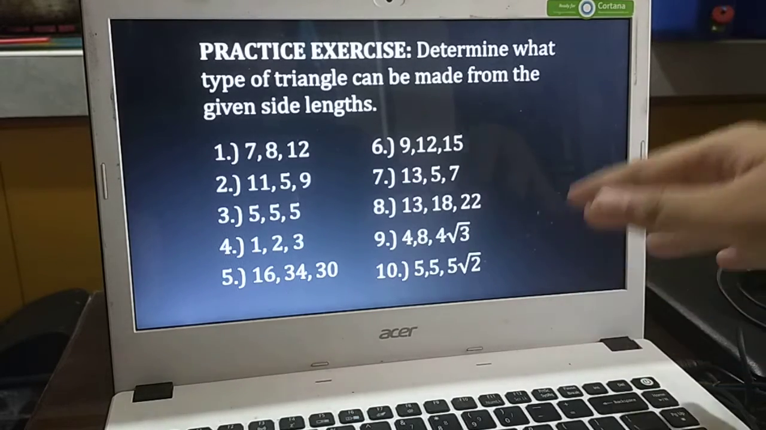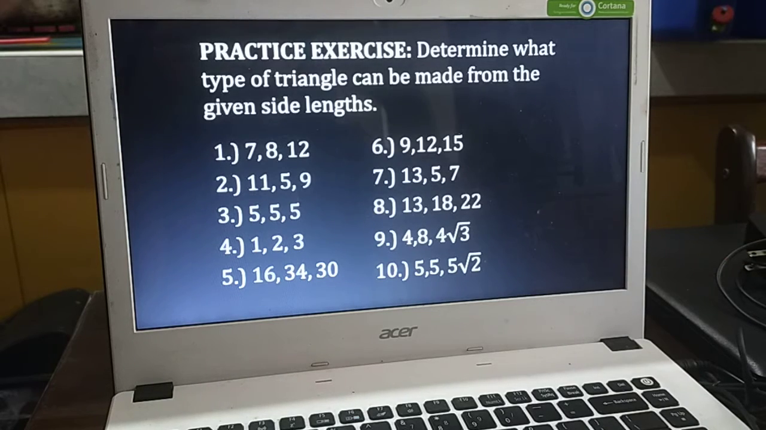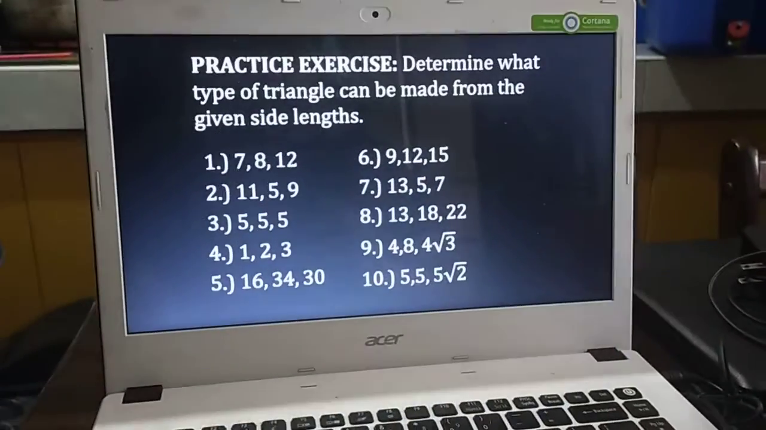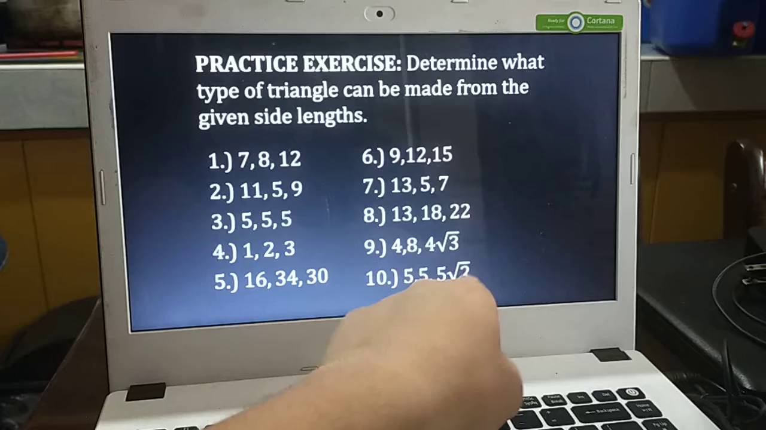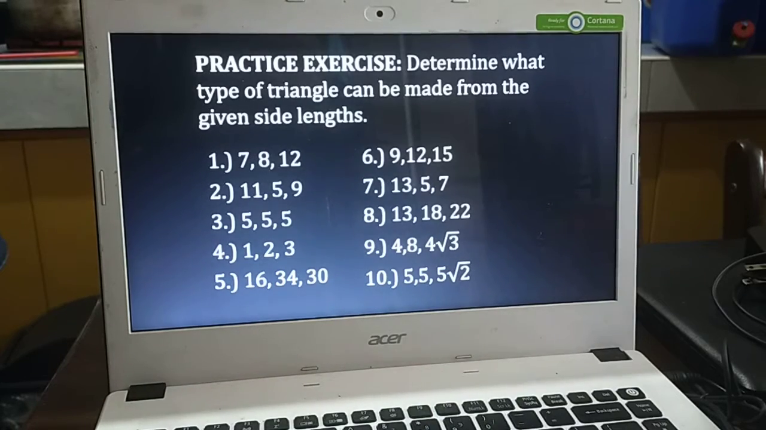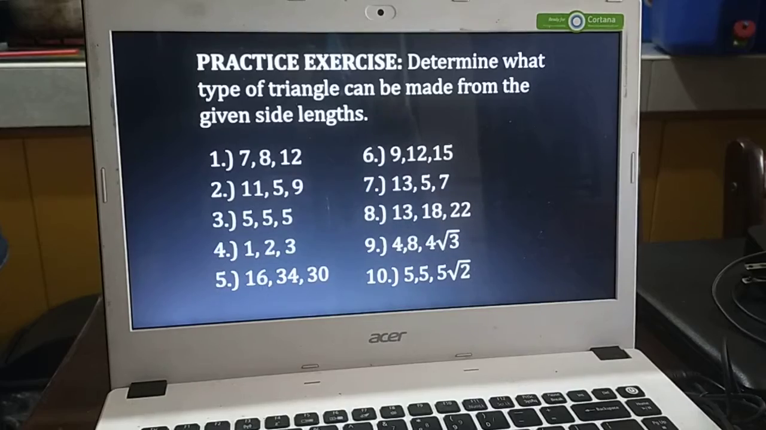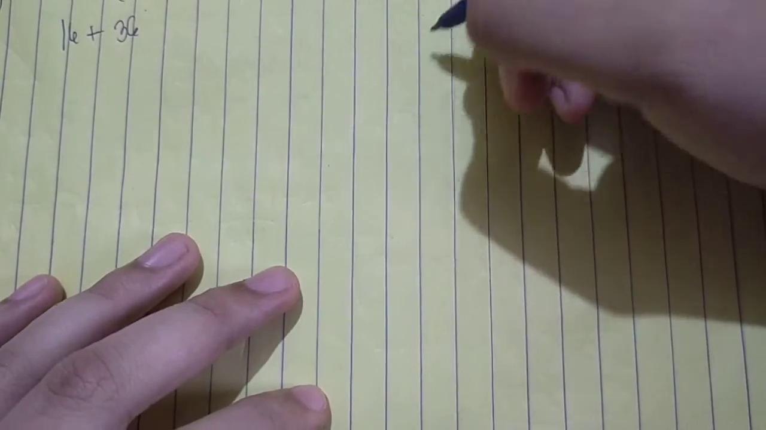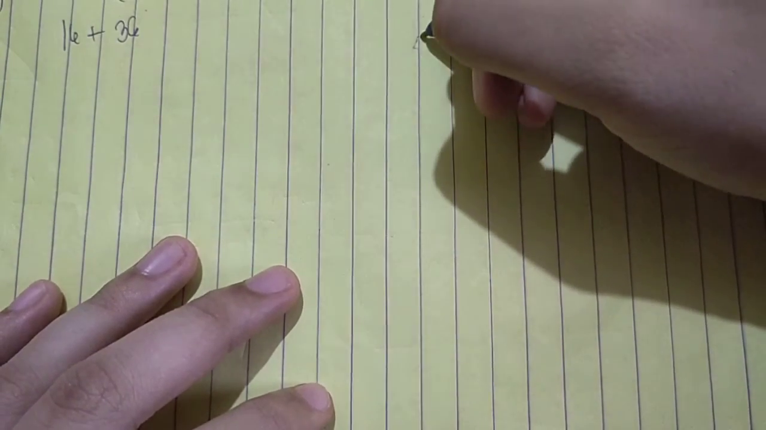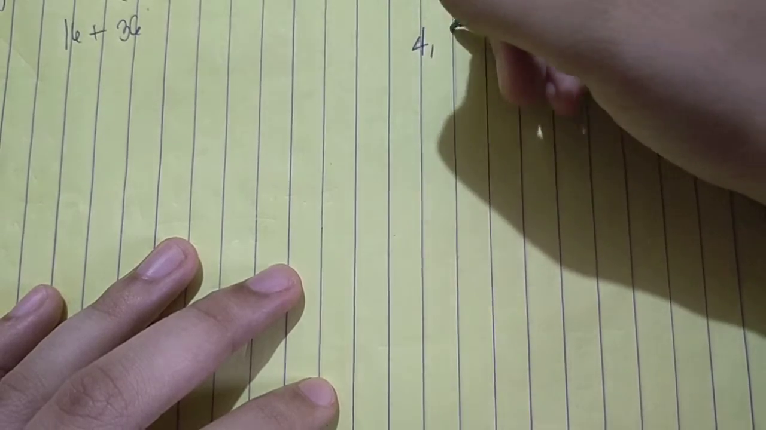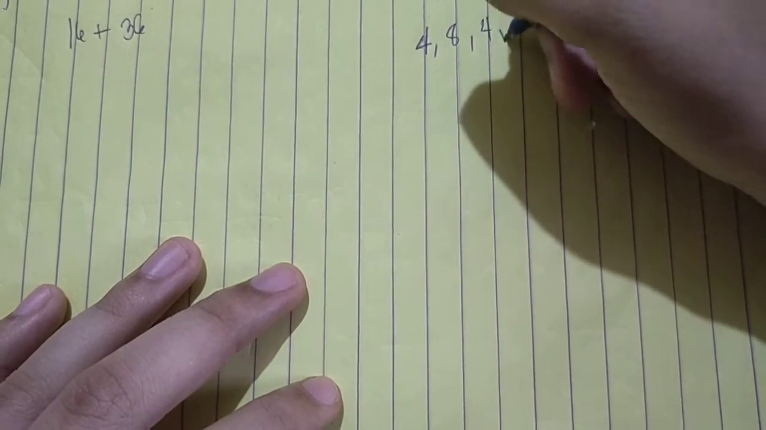For numbers 9 and 10, okay, we don't know how, because there is a radical. So, we cannot assume that the radical is always in the third position, always the largest. So, to test that, okay, in this case, we're going to write 4, 8, and 4 square root of 3.